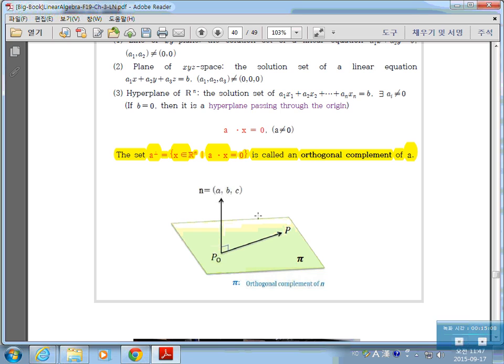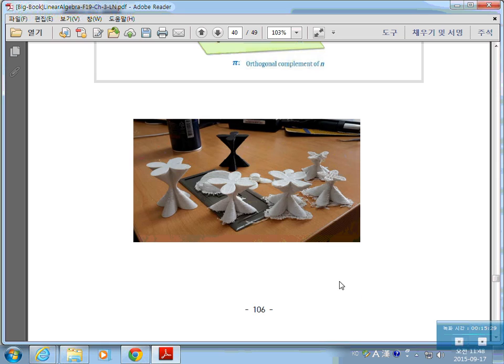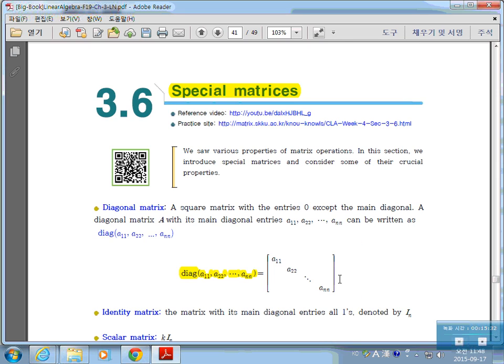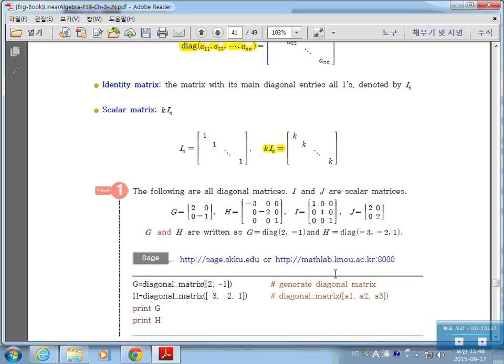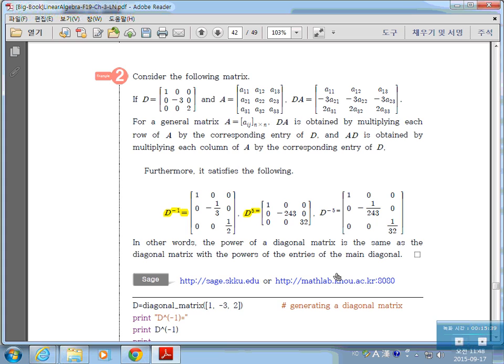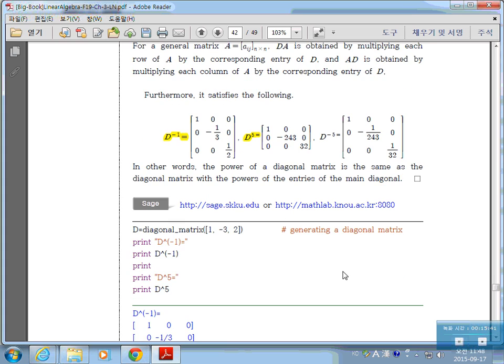And also, this plane can be written like this: ax plus by plus cz is equal to b. So this can be written as ax plus by plus cz equals b as a plane. I think that's the end of section 3.5. And 3.6 is special matrices, which introduces the diagonal matrix, identity matrix, scalar matrix, and tridiagonal matrices. So that's very simple. Okay. I think we will finish chapter 3 in the next class. Any questions?